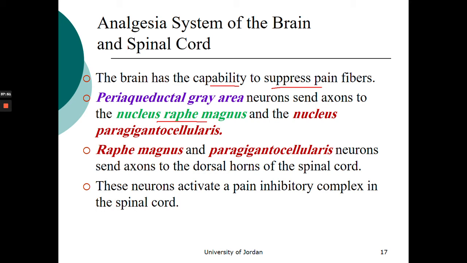We will come to the endogenous opiates. We have three kinds. We have enkephalins, and enkephalins are pentapeptides, five amino acid peptides, very small, but they can suppress pain. They are called endogenous opiates. They bind to the receptors for opiates, morphine or pethidine or whatever. There are two kinds of enkephalins: leucine enkephalin and methionine enkephalin.